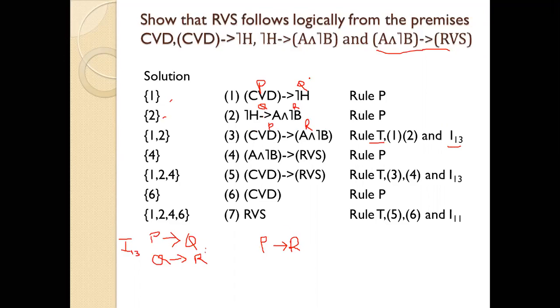So Q is common in both, right? So P implies R. Now, if I say P implies R and this R implies suppose G, then P implies G. Again identity number 13, which says that P implies Q, Q implies R gives you P implies R. Both are common, they cancel out. Here both R are common, so P implies G.